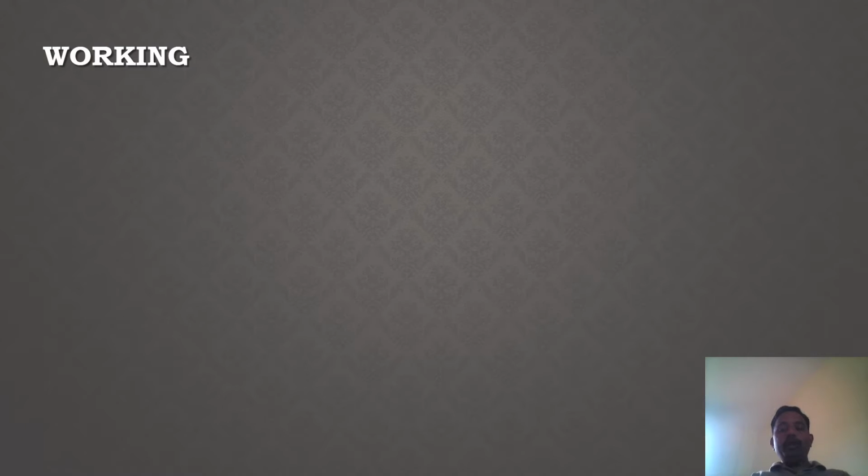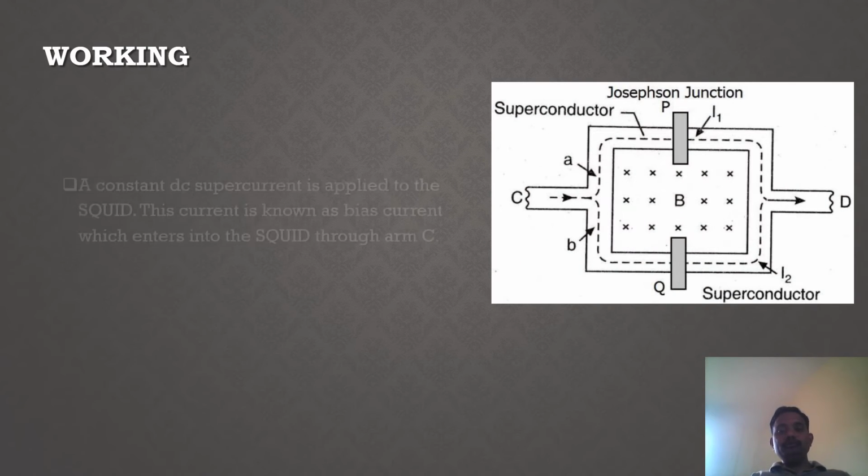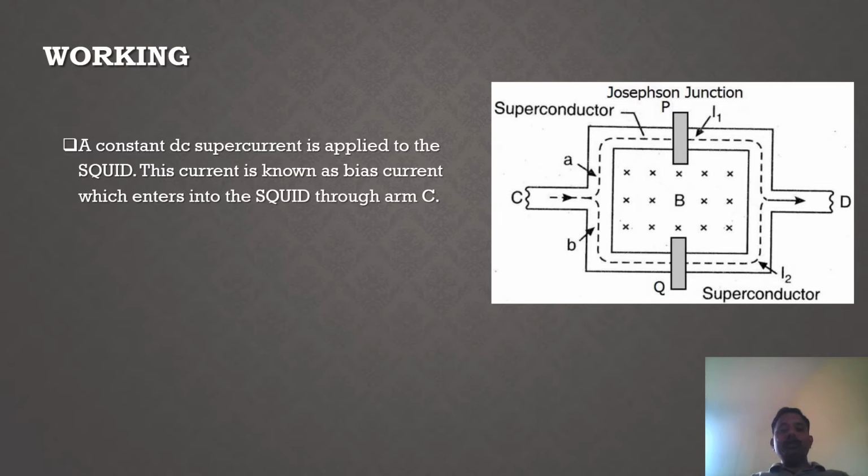Now we'll see the working of SQUID one by one. Before that, we'll again see the schematic diagram of SQUID. So the first point in working: a DC supercurrent is applied to the SQUID. Here the word is supercurrent. The supercurrent is coming from arm C.